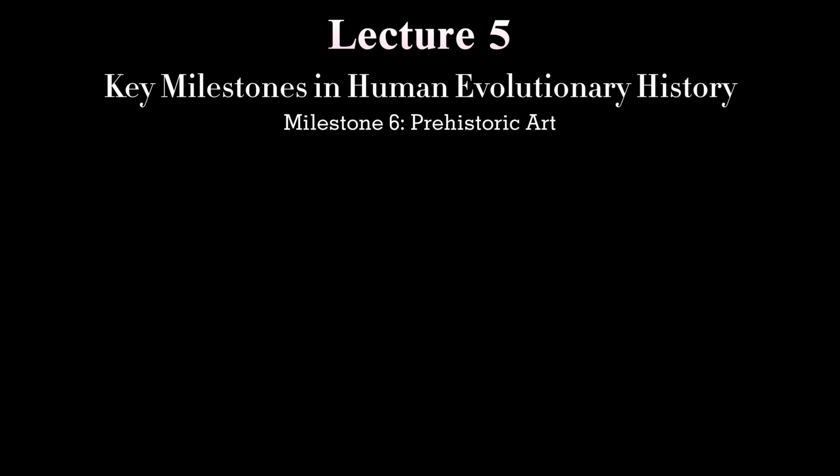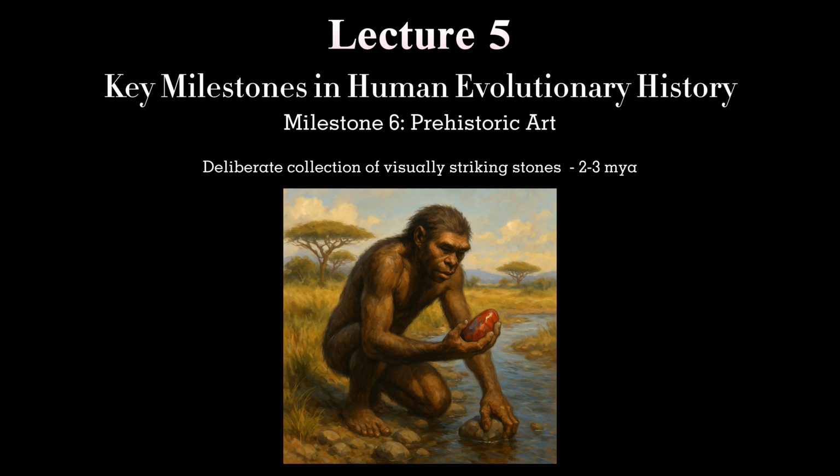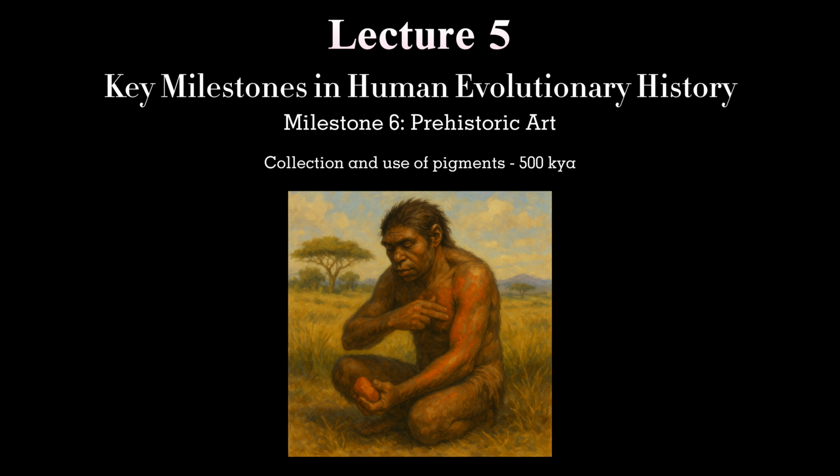The earliest evidence of symbolic behavior, such as the deliberate collection of visually striking stones like jasper, quartz, opal, and obsidian, which had no apparent practical function, can be traced back as far as 2 to 3 million years ago. The collection and use of pigments began around 500,000 years ago.